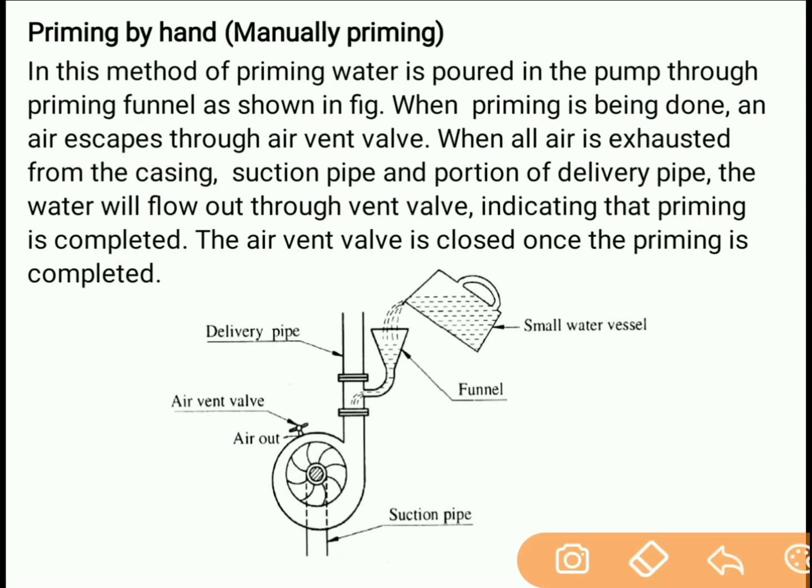The air vent is now closed, and as the priming is completed, this air vent will be closed. So when the air vent is closed, the water, suction pipe, delivery pipe and the impeller, they all will be filled with water. And once the priming is done, we can start the normal operation of the pump.